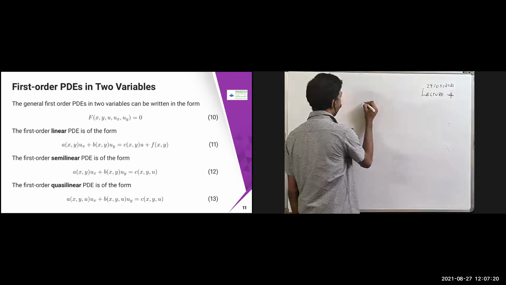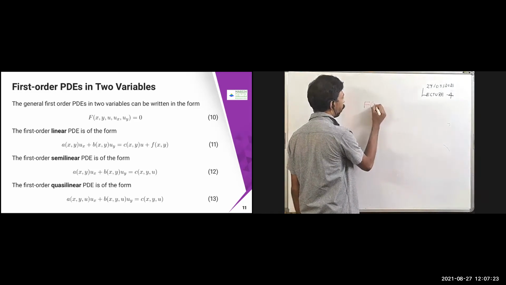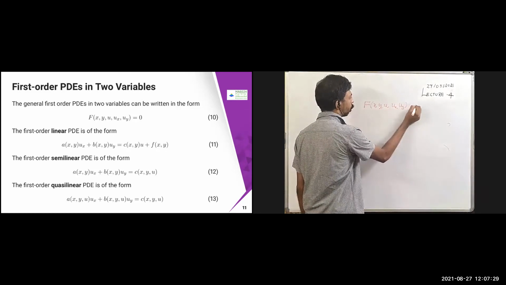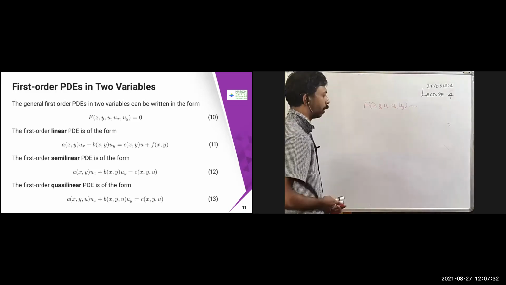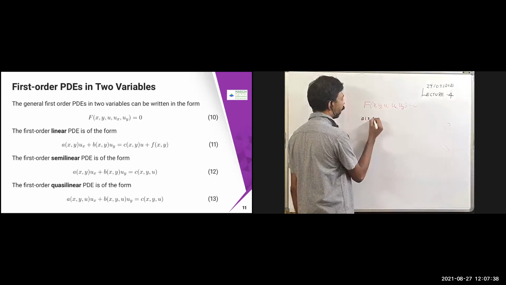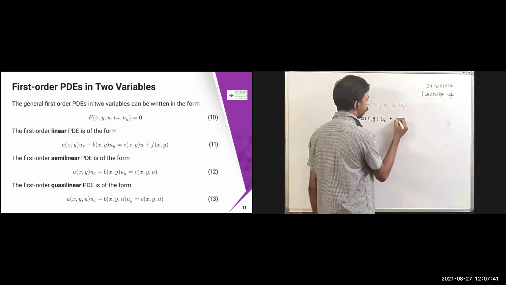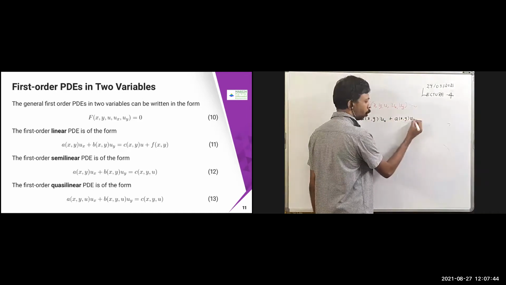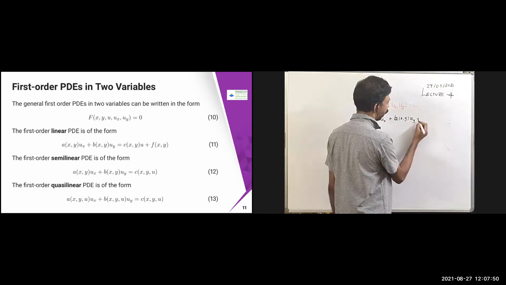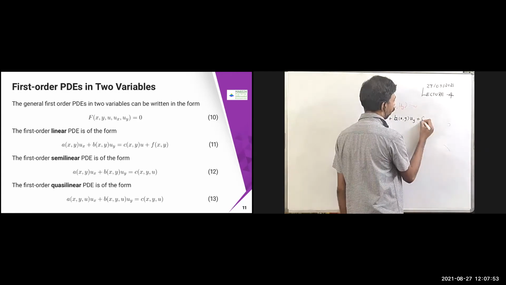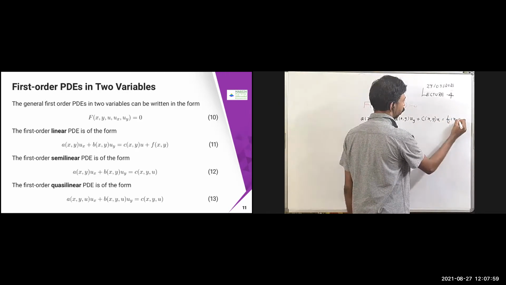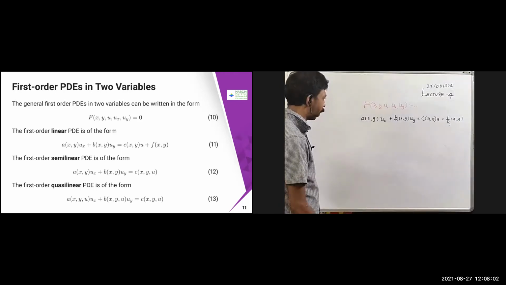So if it is a two-variable case, then what you are going to have is F of x, y, u, u_x, u_y equal to 0. If it is a function of two variables, this is going to be there. So that means if it is linear, the form is going to be a(x,y) u_x plus b(x,y) u_y plus c(x,y) u equal to f(x,y). You can put c on the other side or this side, it doesn't matter. It's not going to affect that.